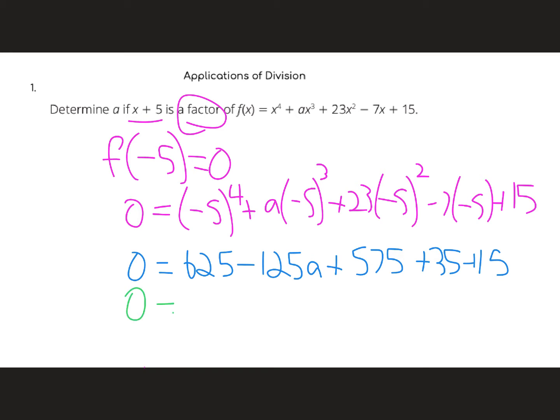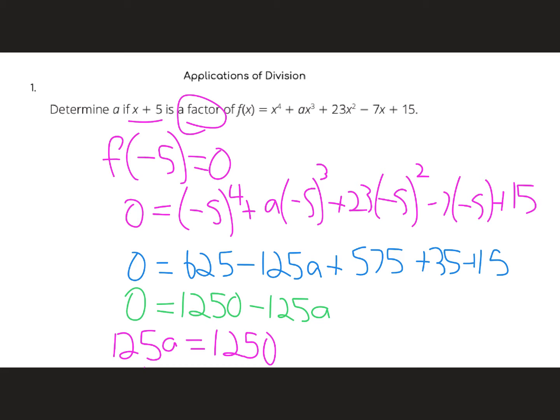And I'm going to have 0 equals 1250, that's what that combination is, minus 125a. I'm going to go ahead and add the 125a to both sides, just because I want to be positive, because being positive is good. And now I'm going to divide by 125, and I'm going to get a is 10. If I plugged in 10 for a, and then plugged in negative 5 for x, I better get 0 for that side.